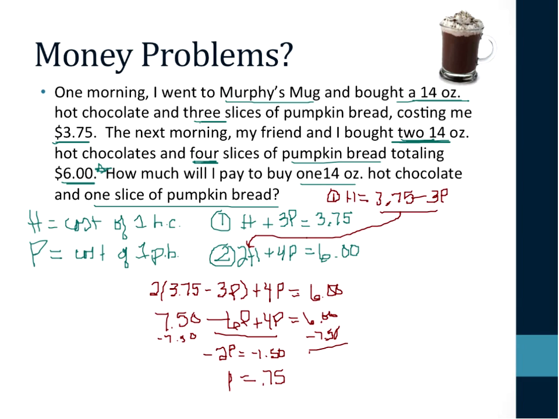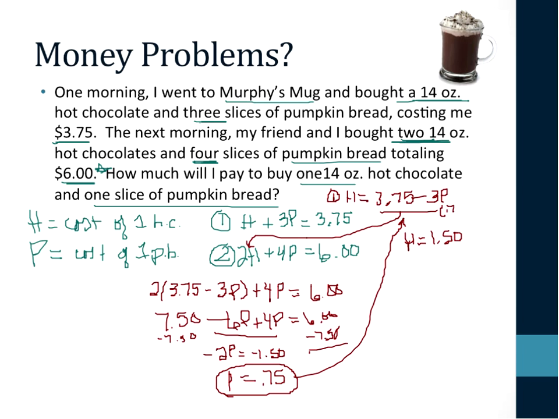Okay, so then we can take that cost, pumpkin bread of 75 cents, and bring that back in to figure out that 3.75 minus 3 times 75 cents is $1.50. So the hot chocolate equals $1.50.